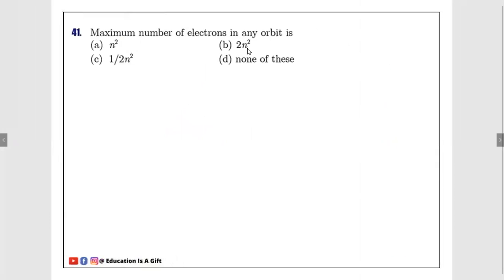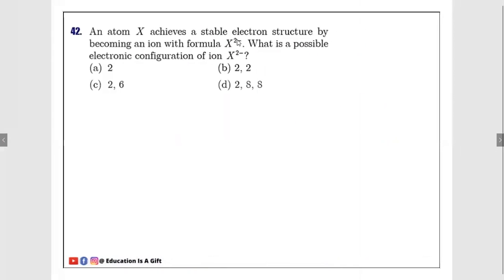Last 5 MCQs. The maximum number of electrons in an orbit is given by the formula 2n square. Very direct question. Answer: 2n square. 42. An atom X achieves a stable electron structure by becoming an ion with formula X2-. What is the possible electronic configuration of X2-? So what is the meaning of X2-?